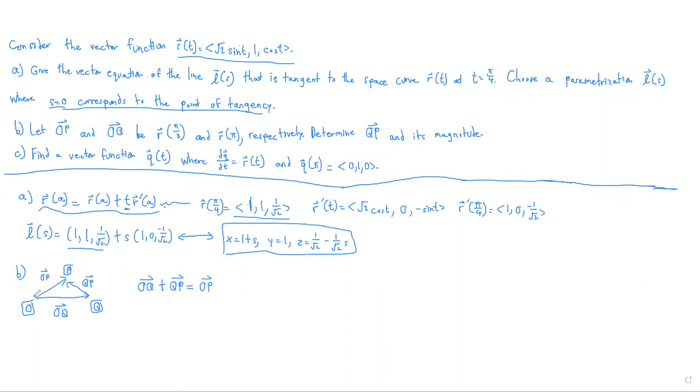Because the first vector is OQ, the second vector is OP. I took the second vector's tail and connected it to the head of the first vector. And my sum is from the head of the first to the tail of the second, which is OP. Now, we are told that OP is r of pi over 3.